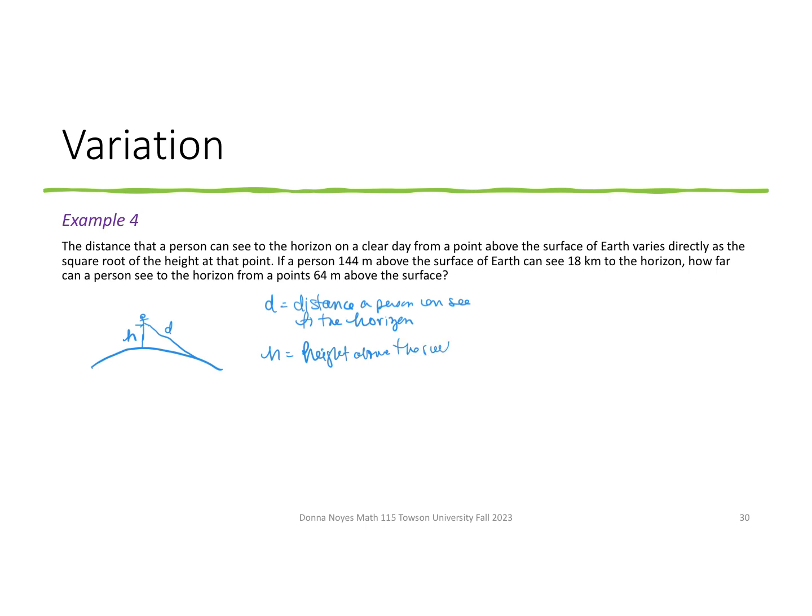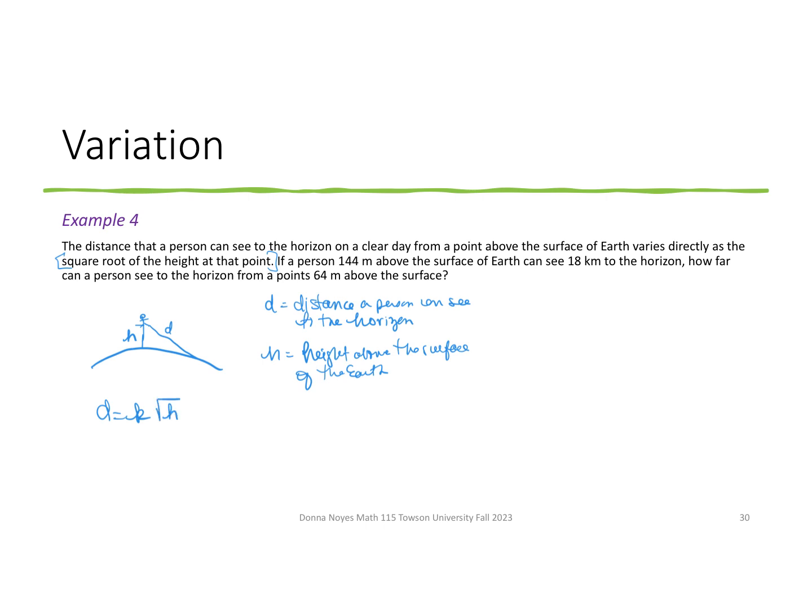So the distance a person can see to the horizon on a clear day from a point above the surface of earth varies directly. Oh, so the distance, right? The distance that they can see varies directly. So K times the square root of the height at that point. So it's going to be K times the square root of H.